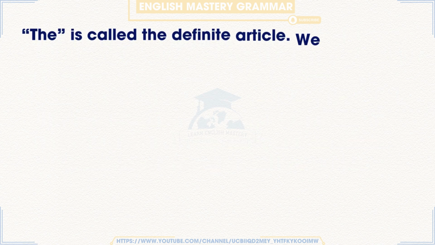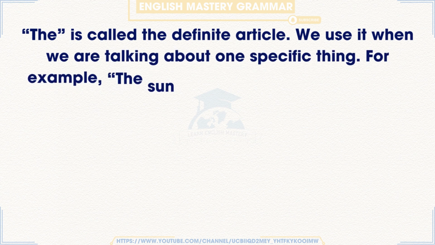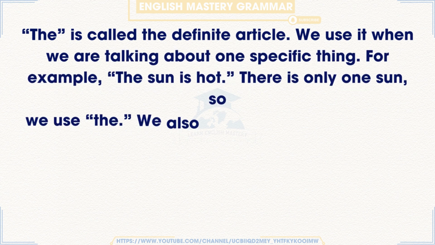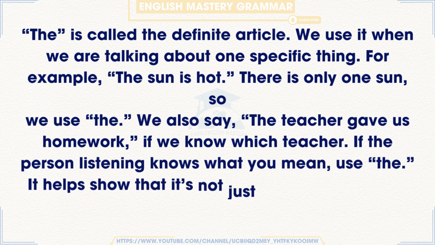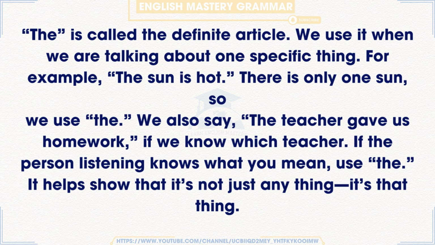The is called the definite article. We use it when we are talking about one specific thing. For example, the sun is hot. There is only one sun, so we use the. We also say, the teacher gave us homework, if we know which teacher. If the person listening knows what you mean, use the. It helps show that it's not just anything, it's that thing.